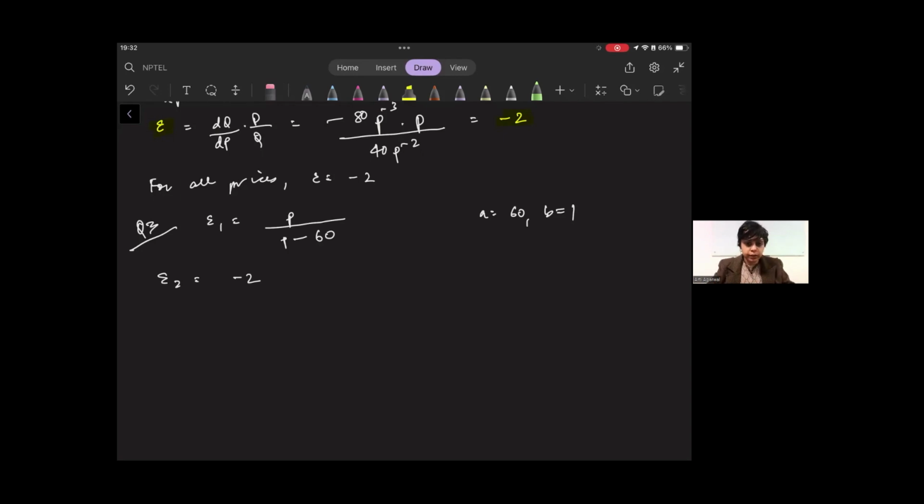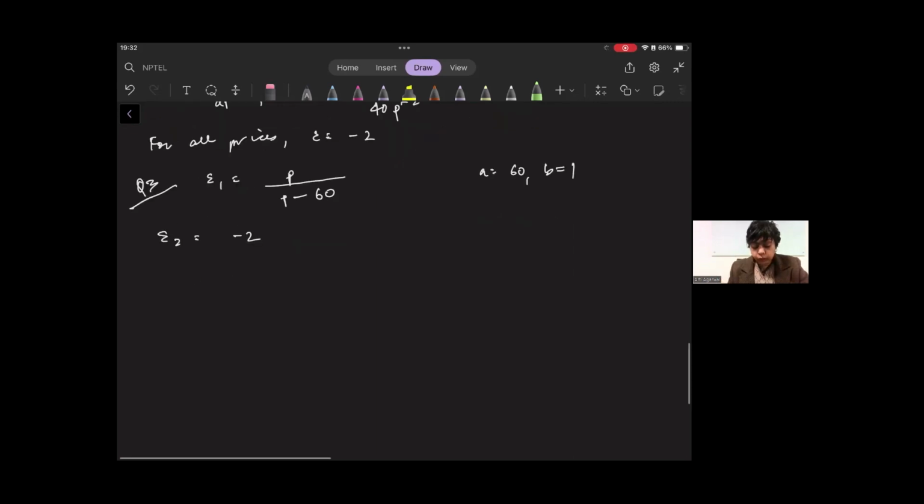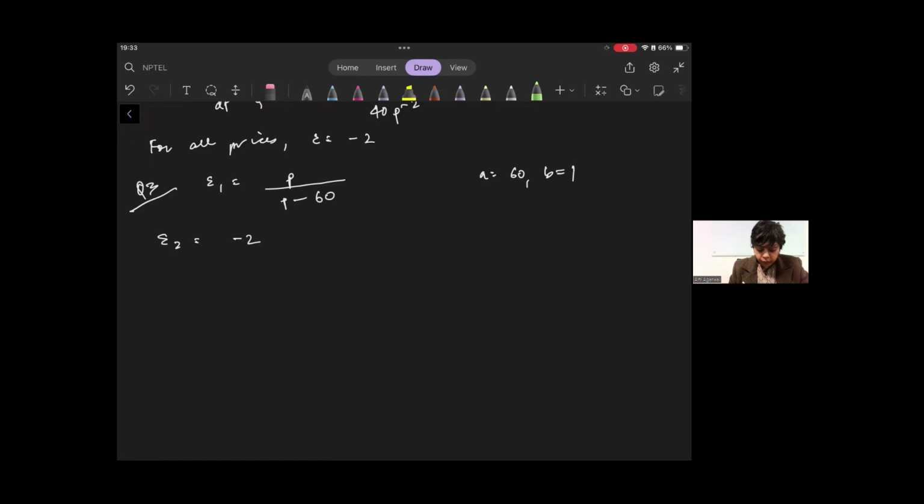The question is, which one is more elastic? Is corn more elastic? Is rice more elastic? Or is there some other relationship? Or is it indeterminate? Okay, so since nobody is answering, what we are checking is whether epsilon 2 is greater than epsilon 1, right? Or is it the other way around? It could be either way, but okay, let's do this. What you want to know is epsilon 2 is greater than epsilon 1? So we write epsilon 2 greater than epsilon 1, and we check if this condition is true or not.